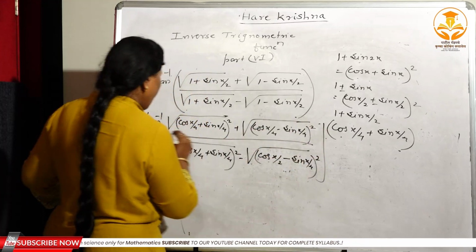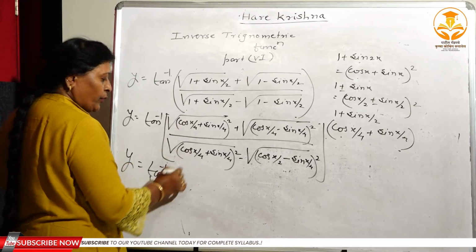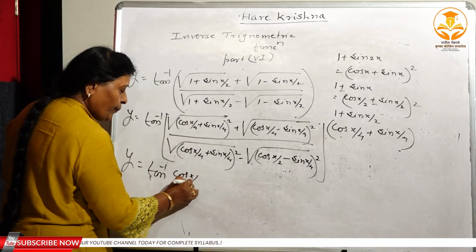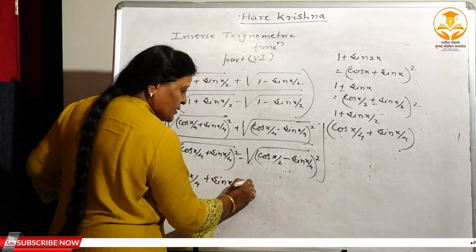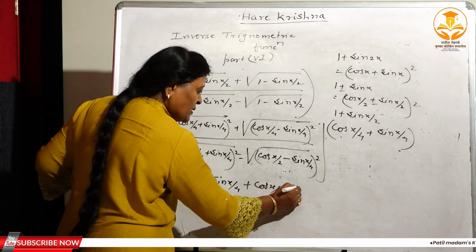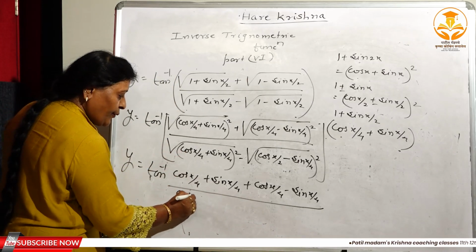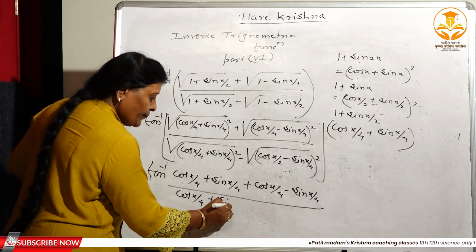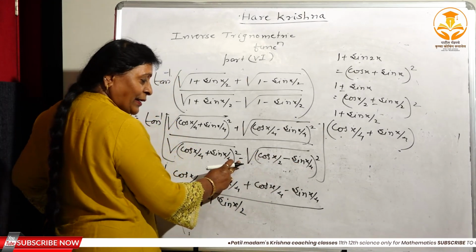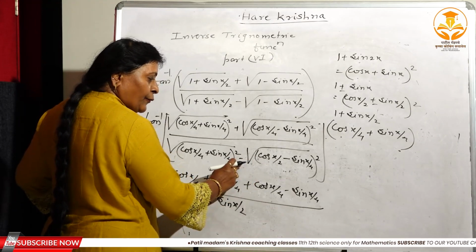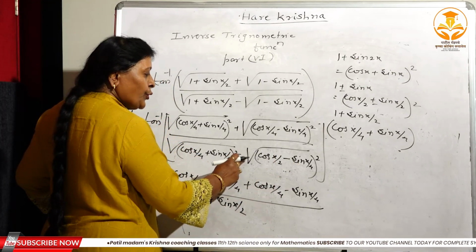Right? Now see again. Y is equal to tan inverse. What is the square root of this? Cos x by 4 plus sine x by 4. Here again, what is the square root of this? Cos x by 4 minus sine x by 4, right? Divided by, here again cos x by 4 plus sine x by 4. Here again cos x by 4 minus sine x by 4, but there is a minus sign outside of this bracket here. Therefore, what is the square root here? Cos x by 4 minus sine x by 4. But since there is a minus sign, you can change the sign.